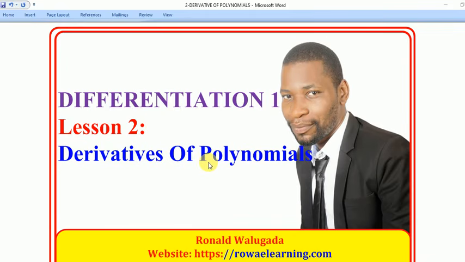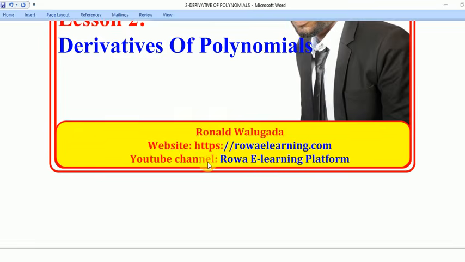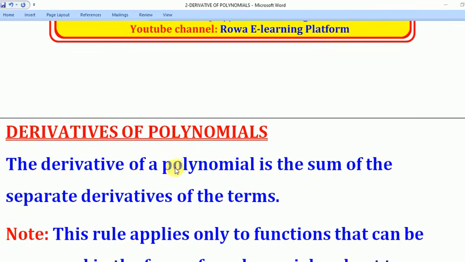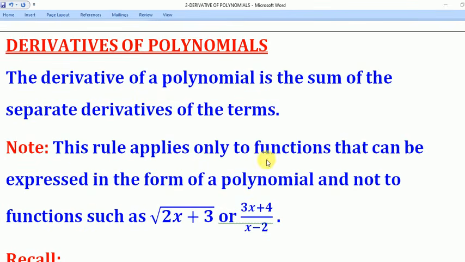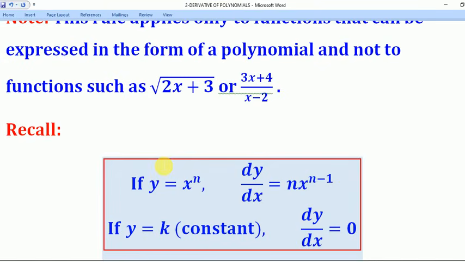Today's lesson will be on derivatives of polynomials. The derivative of a polynomial is the sum of the separate derivatives of the terms, and this rule applies only to functions that can be expressed in the form of a polynomial. In other words, functions like the square root of 2x plus 3, or quotients like (3x plus 4) over (x minus 1), cannot be differentiated using this formula.